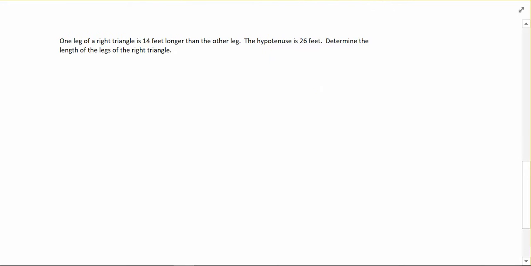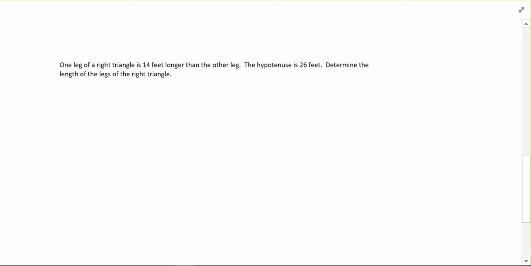This last problem here says one leg of a right triangle is 14 feet longer than the other leg. The hypotenuse is 26 feet. Determine the length of the triangle. Okay, so this refers to the Pythagorean theorem. So let's talk about the Pythagorean theorem a moment.